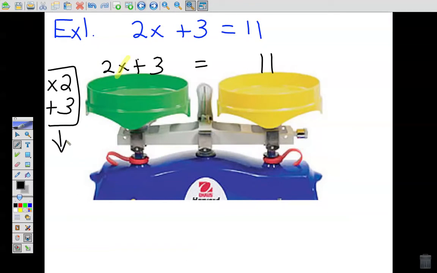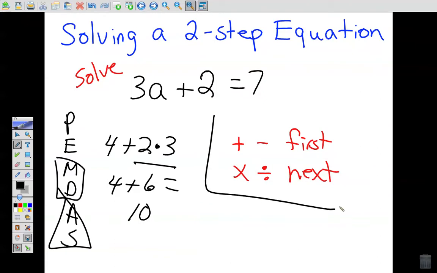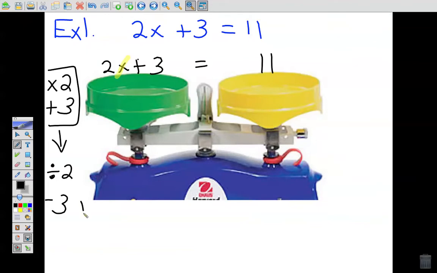To solve this, I'm going to do the opposite. I'm going to divide by 2, and I'm going to subtract 3, because one undoes the other. Going back to this, I always do my addition and my subtraction first. So I'm going to go up to my equation, and they're adding 3. I'm going to subtract 3 from both sides. If I add 3 and subtract 3, these cancel. So I have 2x left being equal to 8, right?